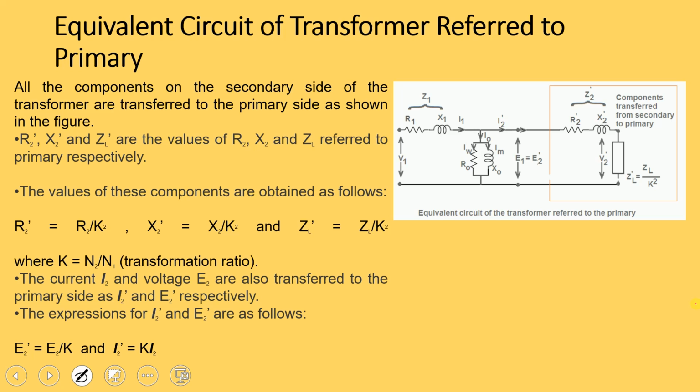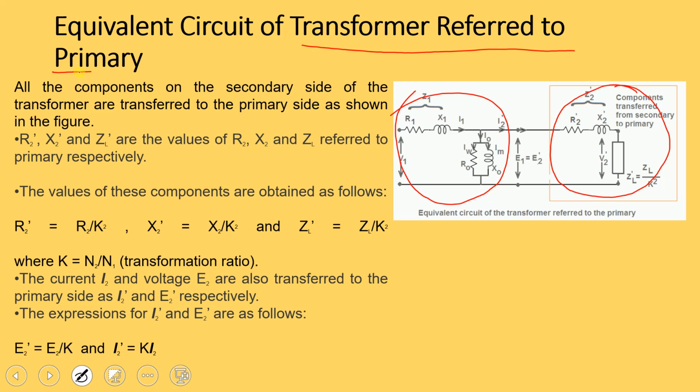Now this is what I have told you, that this is our primary circuit already. This is the secondary which is shifted towards the primary. So it is called transformer referred to primary. Now all the components on the secondary side of the transformer are transferred to the primary side. That means R2 dash, X2 dash and ZL dash are the values which are replaced.